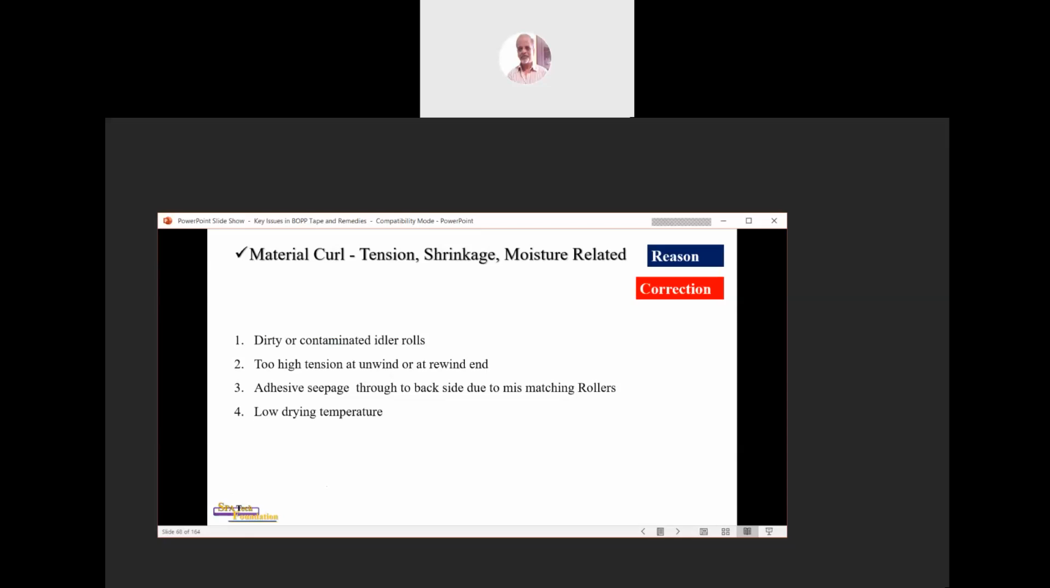Low drying temperatures could be responsible for improper drying, resulting in a wet adhesive, and this will result in transfer of adhesive to the rollers where it comes in contact, and that adhesive after drying is responsible for creating wrinkles, creating unwanted tension on the film and resulting in a lot of wastage.